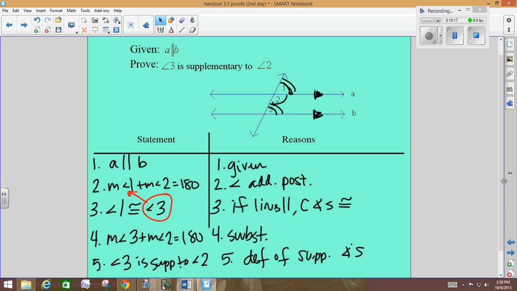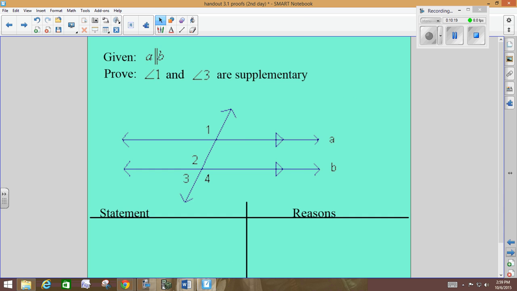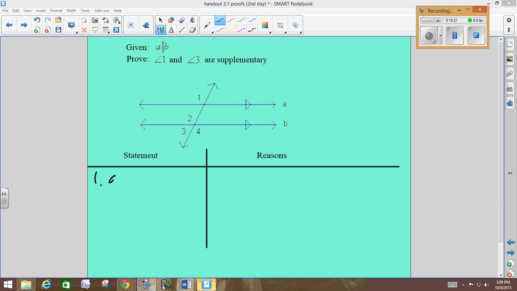Try the next one on your own. I'm going to walk around. See what you can do. So given A is parallel to B, since you all used 1, 2, and 3 mostly, I want to prove it differently than what you have on your paper, because I just walked around and told you were good. I'm going to confuse you now? I hope not. Since we're trying to prove something about 1 and 3, then we're going to look at those angles. Let's start with angle 1.